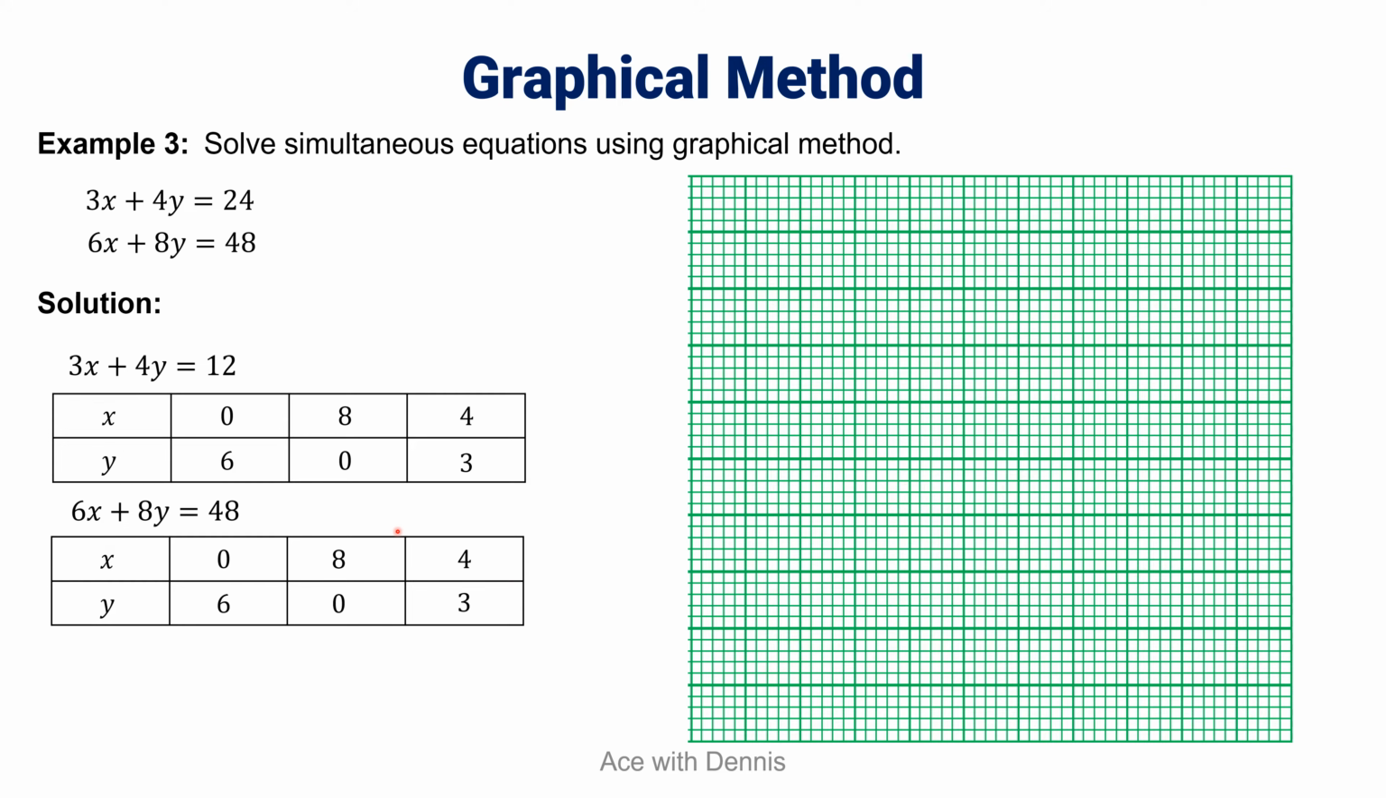So what happens if I want to plot the graph? Again, for the x-axis, the scale is 1 cm to 1 unit, so that I can cover the smallest value 0 and the largest value 8. For the y-axis, I will choose to cover from 0 to 6, with 1 cm to 1 unit here.